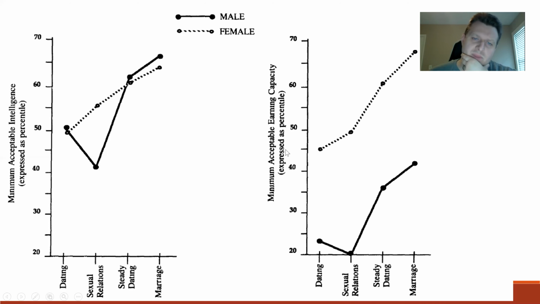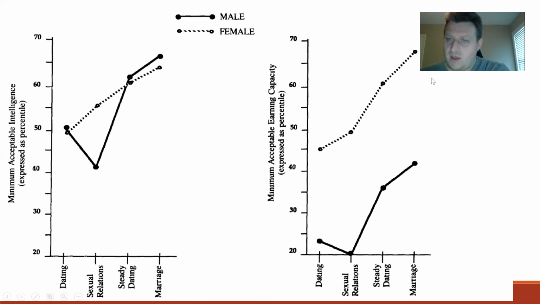Let's look at minimum acceptable earning capacity. Again, we ask the same questions, but how much money does the person make before you date them, have sex with them, steady date them, and marry them? We see a huge sex difference here between males and females, where females care about the earning capacity of the male, whereas males do not. This could be an evolutionary reason.